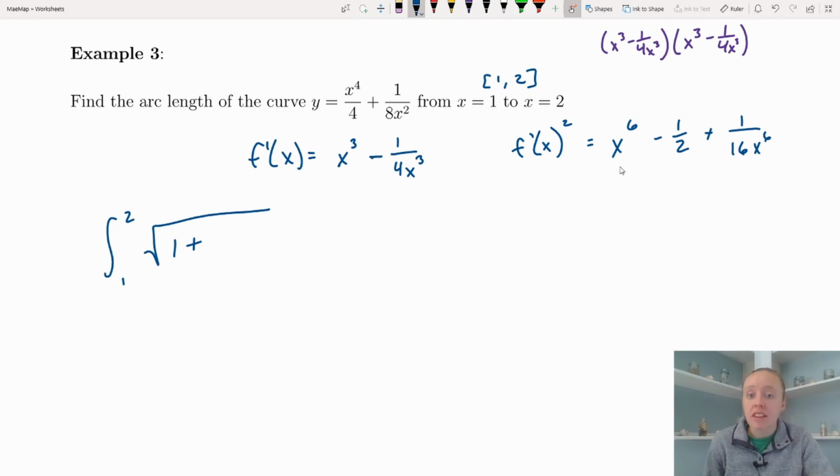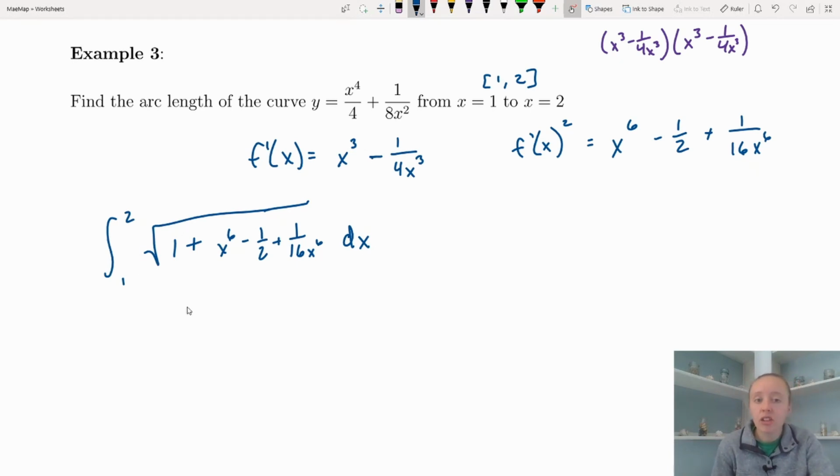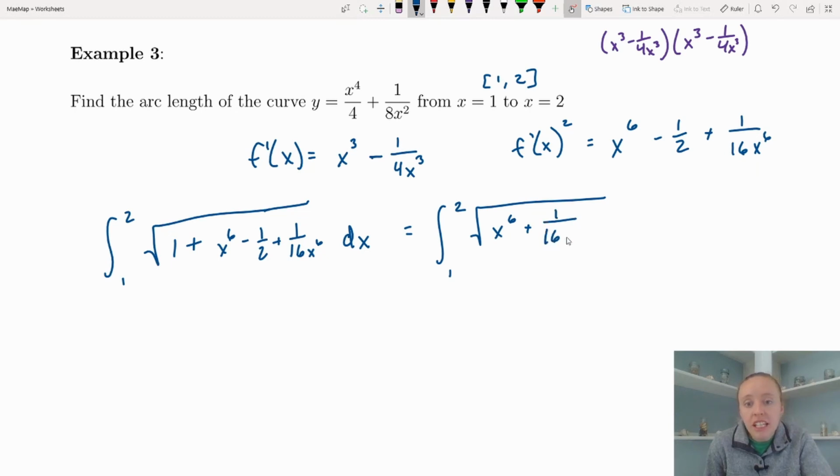So I'll go ahead and plug this in for my f prime of x squared when using my formula. X to the 6th minus 1/2 plus 1/16 x to the 6th. And this is all integrated with respect to x. Now, I can't integrate this with my current integration techniques, so I'm going to see if I can do some algebraic manipulation, simplify down, and solve. So I can combine 1 and negative 1/2 to give me 1/2. So I'll have x to the 6th plus 1 over 16x to the 6th plus 1/2.